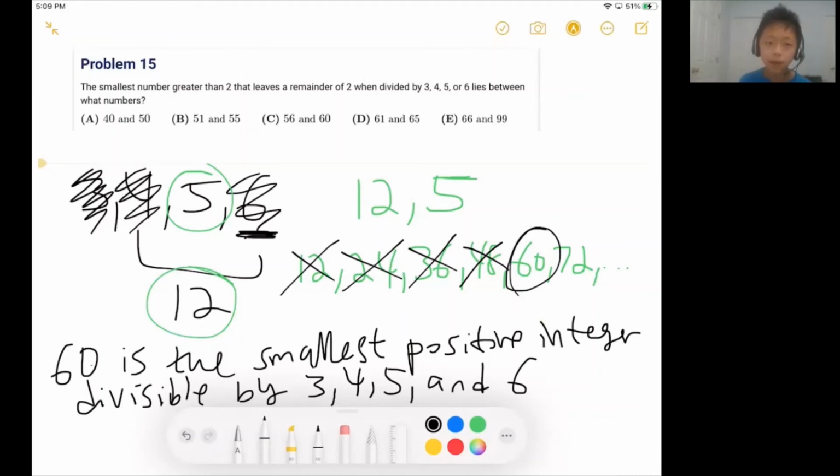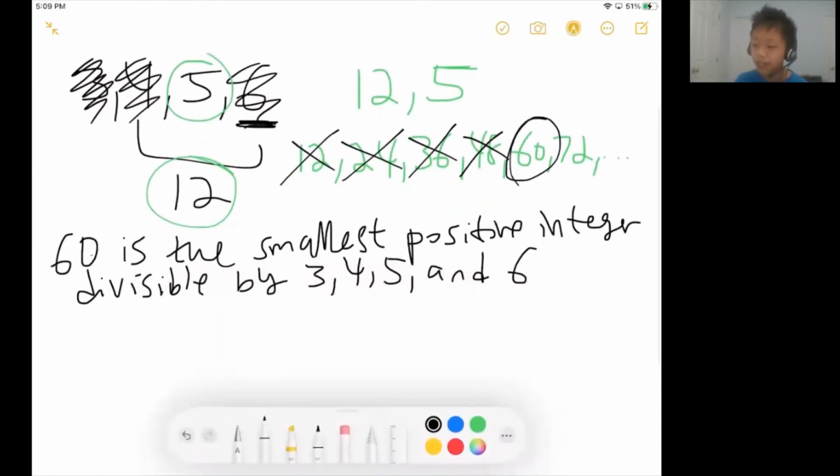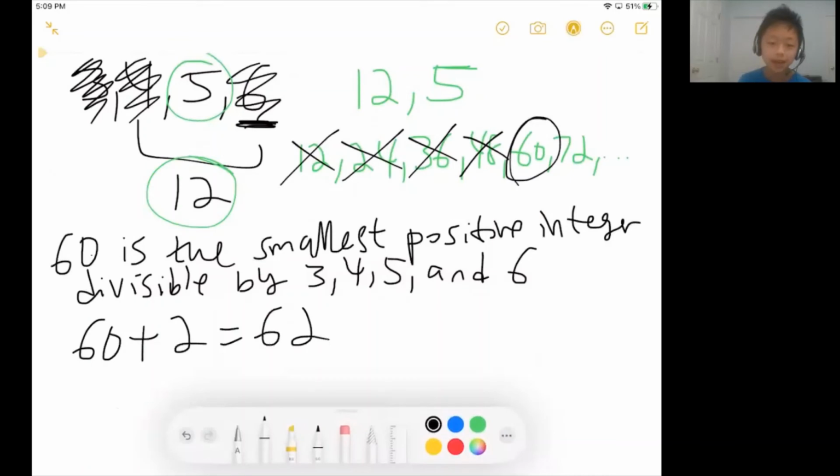But remember, the problem writers are not always very nice people, so they'll probably try to trick you in some way. The question asked about remainder: when the number is divided by these numbers, it leaves a remainder of 2. But that's a pretty easy fix, because we can just take 60 and add 2 to get 62. Adding 2 to 60, which is divisible by 3, 4, 5, and 6, forces 62 to leave a remainder of 2 when divided by 3, 4, 5, 6.